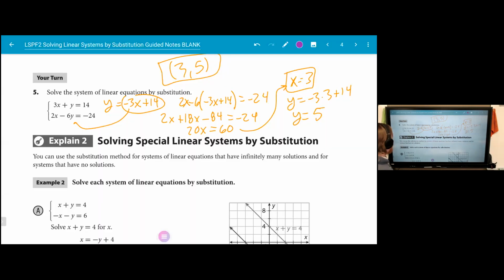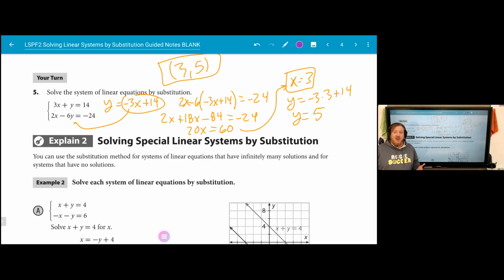All right, so they started you off with a nice one. I like this one. Solve the system of linear equations by substitution. Again, step one, take one equation, solve it for one variable. The top line, 3x plus y equals 14. I think that one's more efficient.